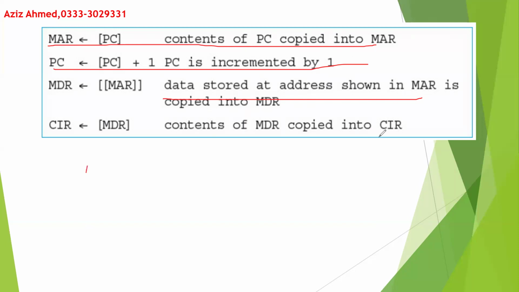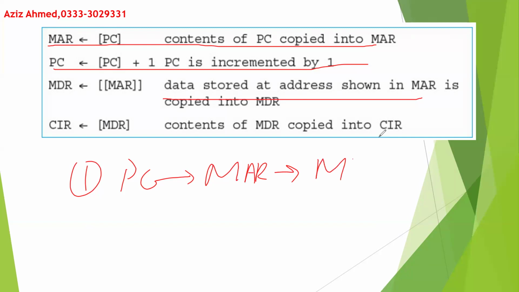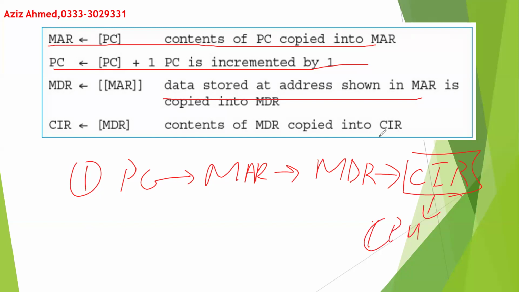So you can say that the PC's data is stored in MAR, data stored in MDR, this MDR stored data in CIR. And from CIR, the CPU works on that instruction. Got the idea? Okay. Any confusion till now?